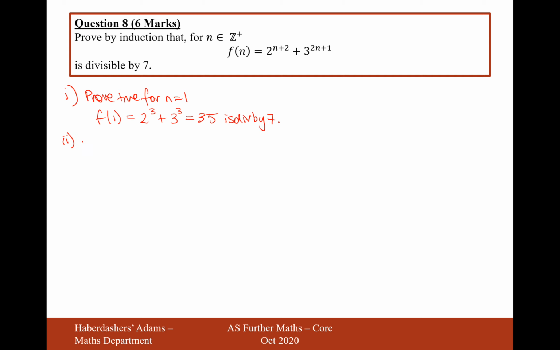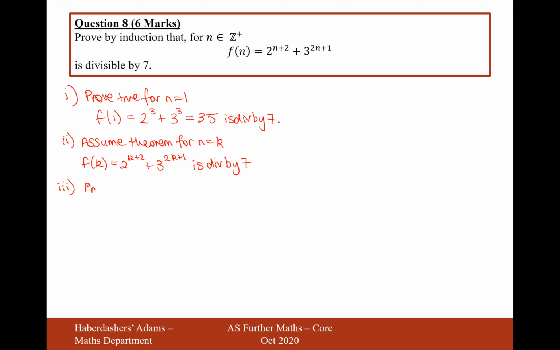Part 2 is to assume theorem true for n equals k. So therefore f of k equals 2 to the power of k plus 2 plus 3 to the power of 2k plus 1 is divisible by 7. Moving on to part 3 now.